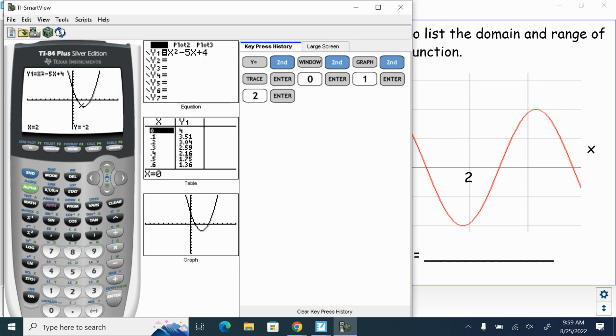All right, we're going to go one more day of domains and ranges, but it's going to be a little bit different now.